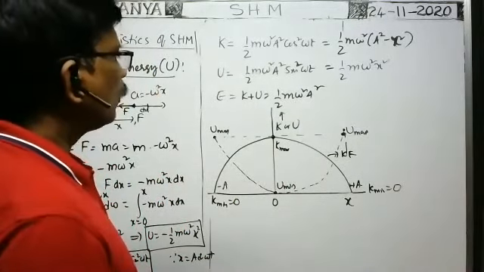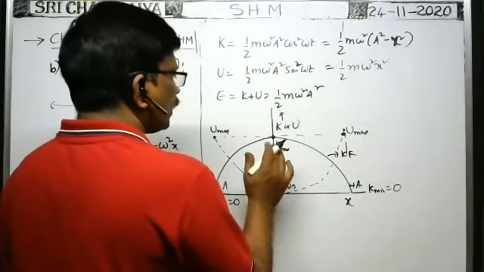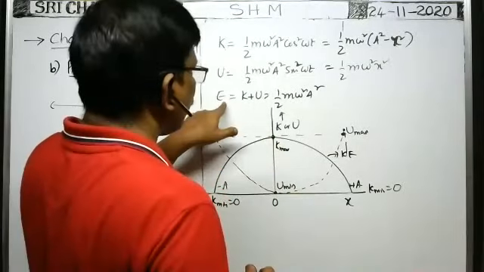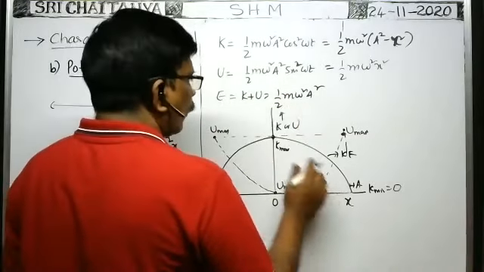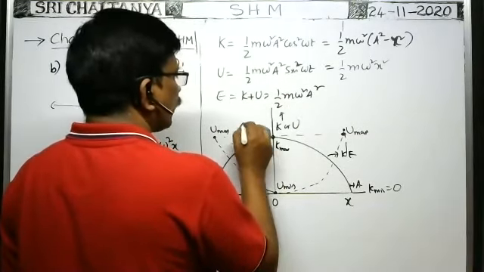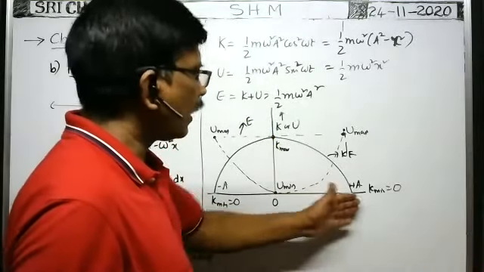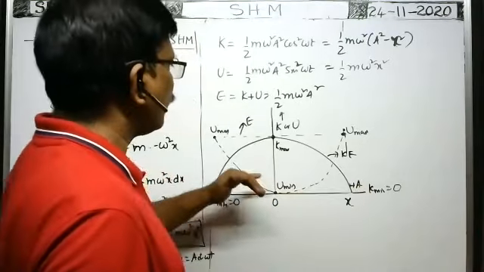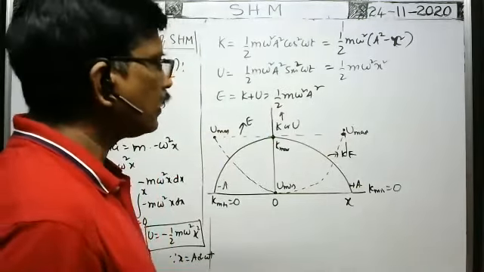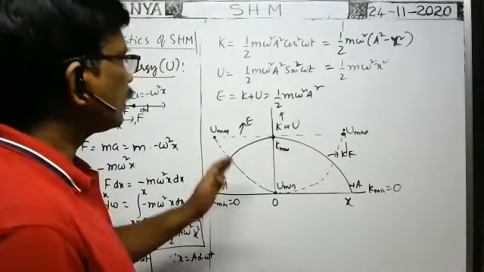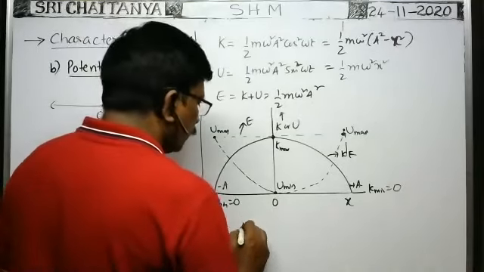But at any instant of time, when you take the total energy of the particle, it remains constant. That is why the graph of total energy with x is a horizontal line. At any position x or any displacement x of the particle in SHM, the total energy remains constant. It does not vary with x or time. So this is how the energies vary with time.